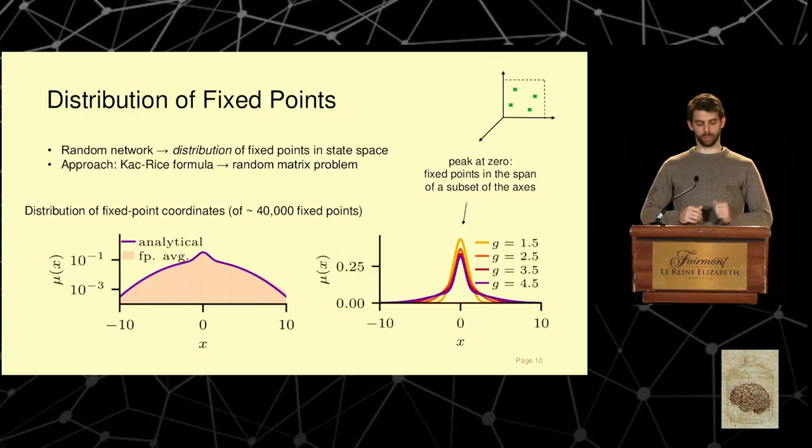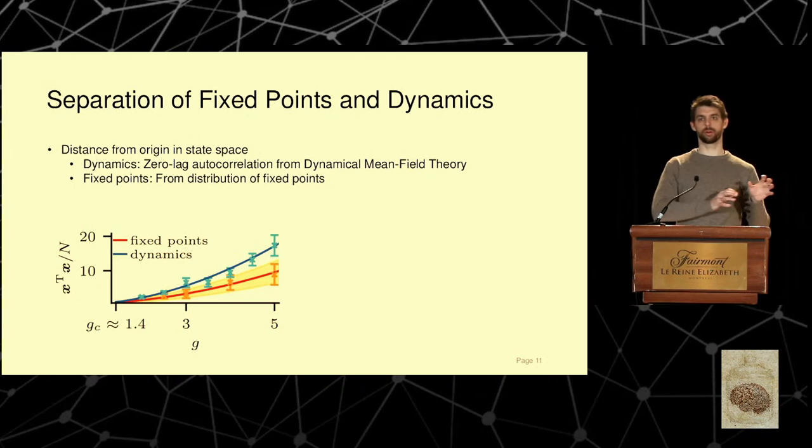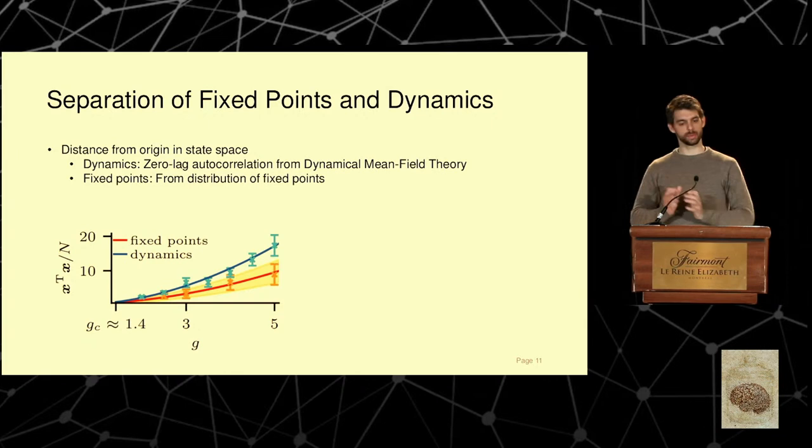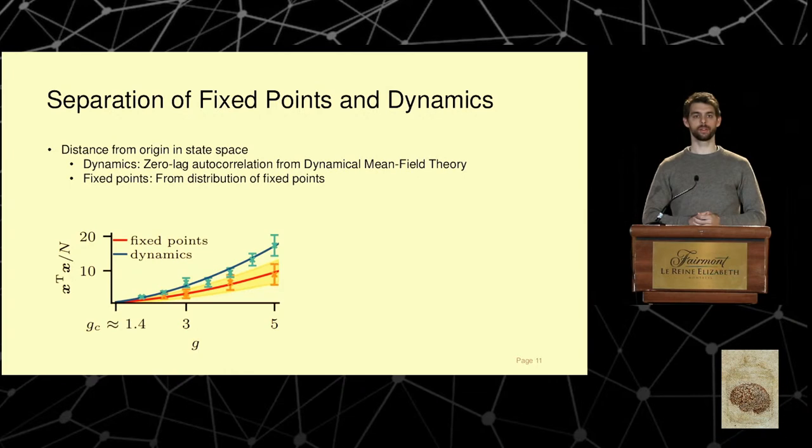In particular, this also means that the distribution of fixed points, in contrast to the dynamics, is non-isotropic in state space. Now, the next question is, of course, to compare the fixed points to the dynamics. Again, we chose the simplest measure we can look for, namely the distance to the origin in state space. For the dynamics, we can compute this from the zero-lag autocorrelation that can be obtained from dynamical mean field theory, so we can obtain this analytically. For the fixed points, we can also get this radial separation from the distribution of fixed points that we computed.